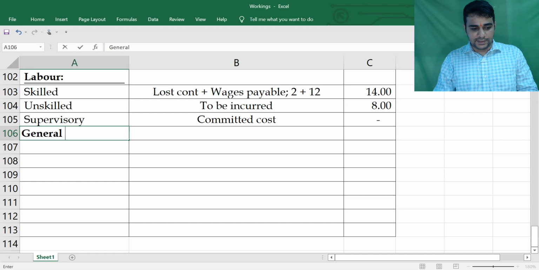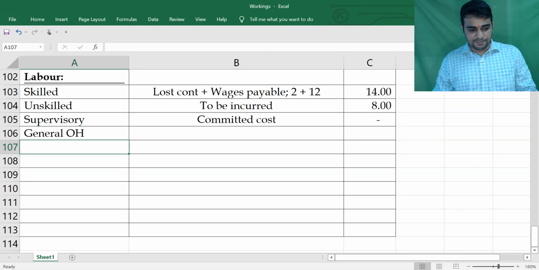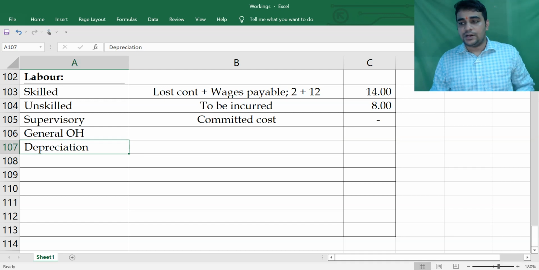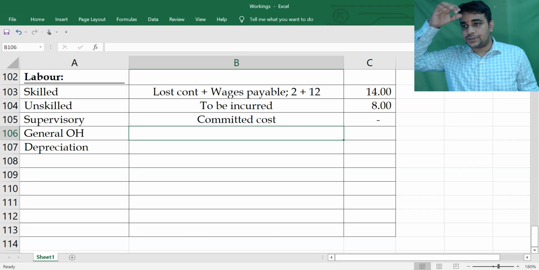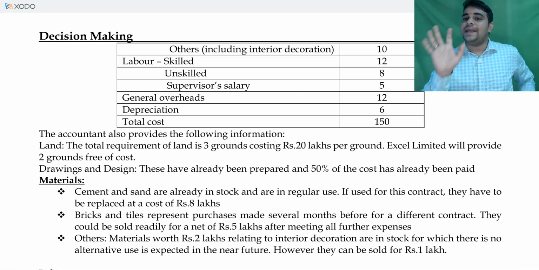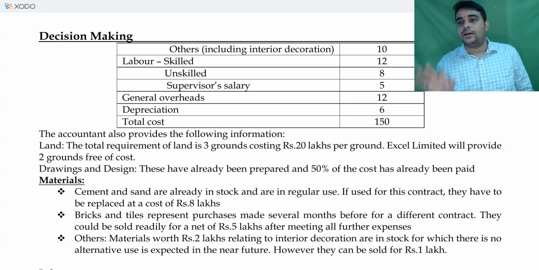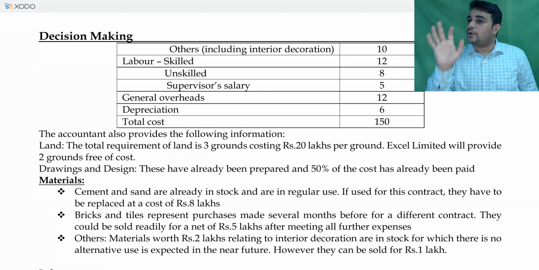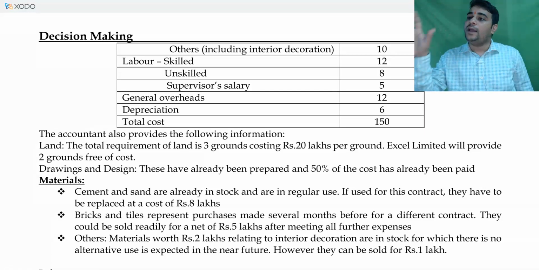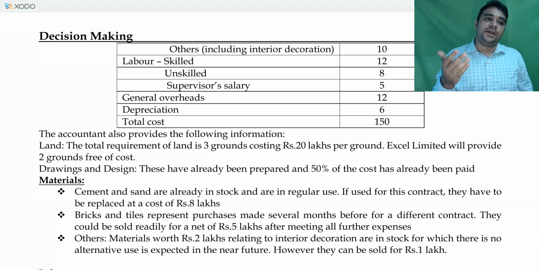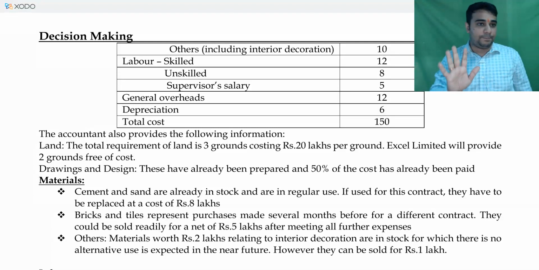Next, general overheads. I'll explain these items: general overheads and depreciation. If there is no extra information about general overhead, the relevant cost is 0, assuming it's a fixed cost. All fixed overheads are irrelevant unless provided otherwise. All variable overheads are relevant unless provided otherwise. With extra information, you can make a variable cost irrelevant and you can make a fixed cost relevant.